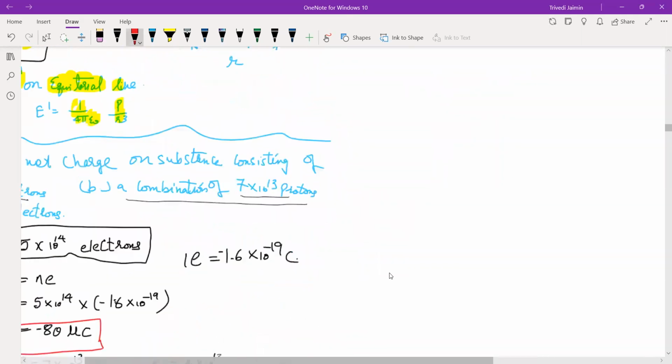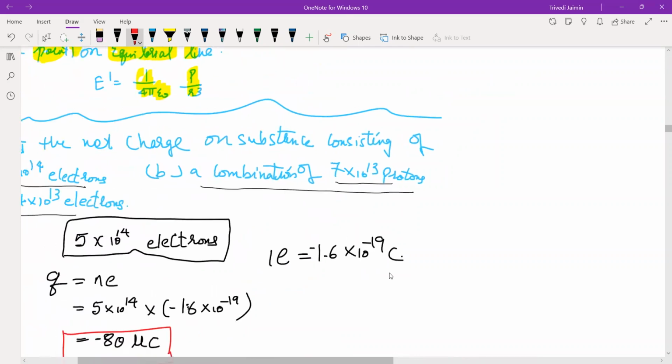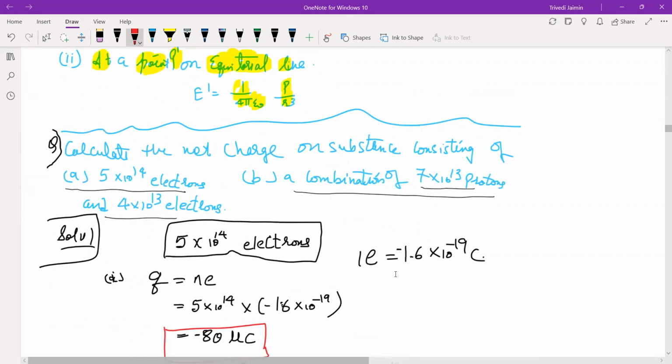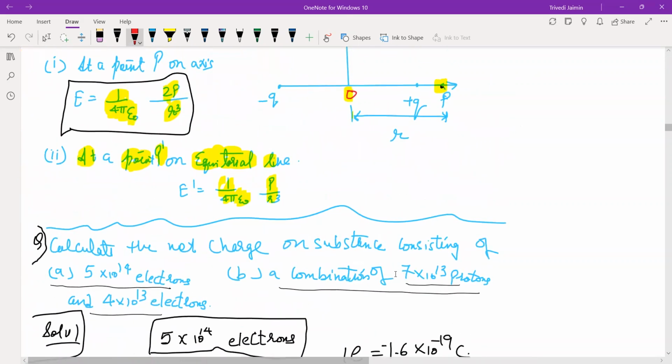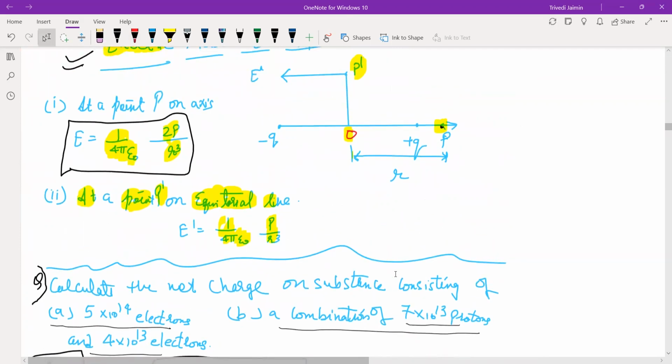Okay, now let's try this question. Calculate the net charge on a substance consisting of 5 × 10^14 electrons, and B, a combination of 7 × 10^13 protons and 4 × 10^13 electrons. This is a combination and that is just electrons. Come on, find the net charge.